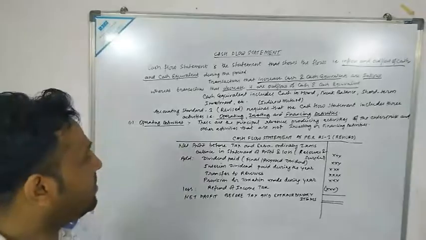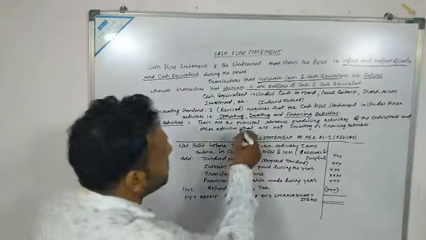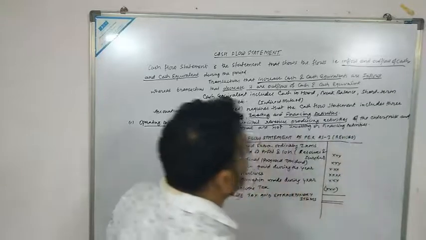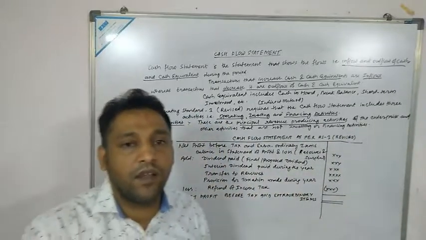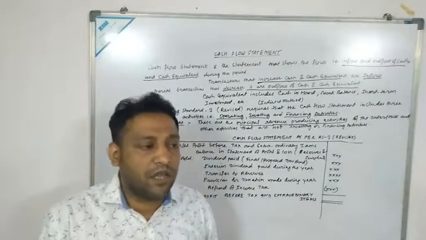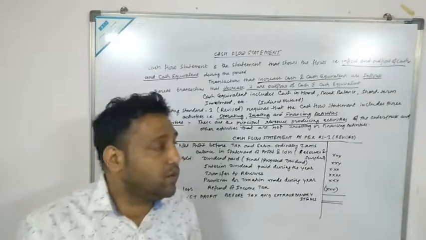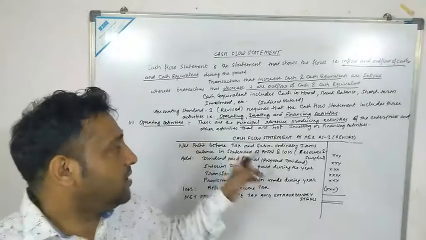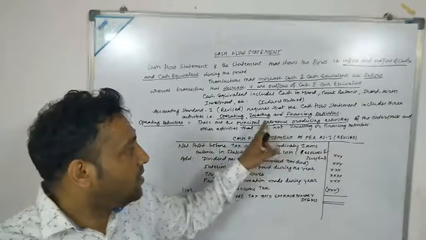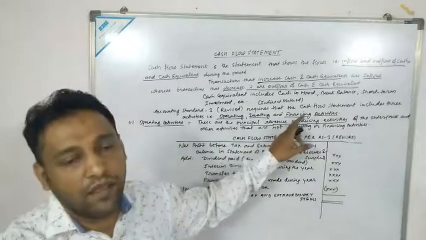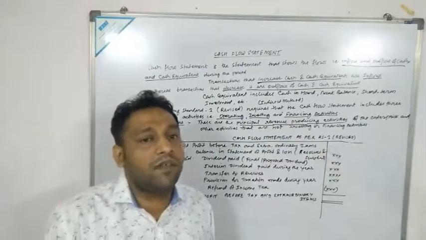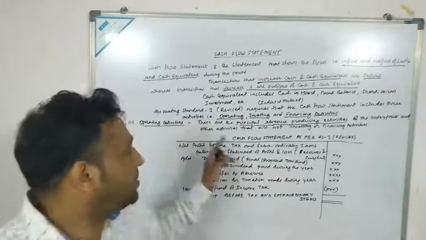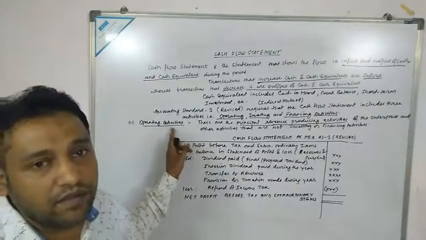Operating activities are the principal revenue producing activities. Whatever the revenue producing activities of the enterprise are, where we are earning money, that is known as operating activities. Or you can say any other activities that are not investing or financing activities, that is, activities which do not form part of investing or financing activity, are considered operating activities.